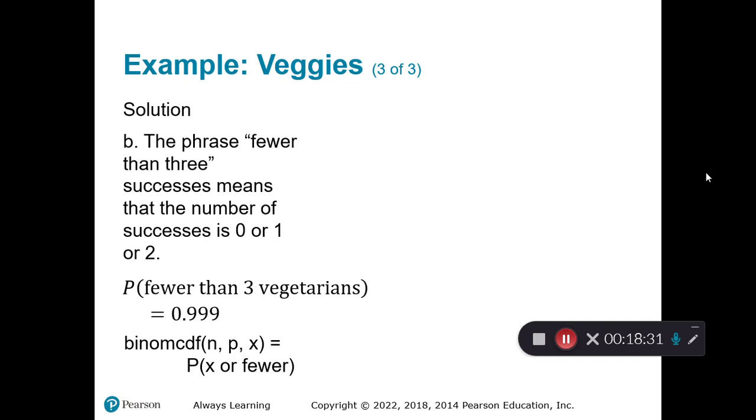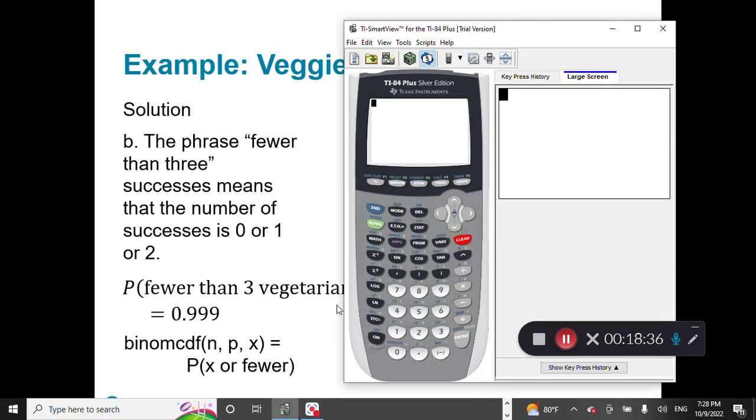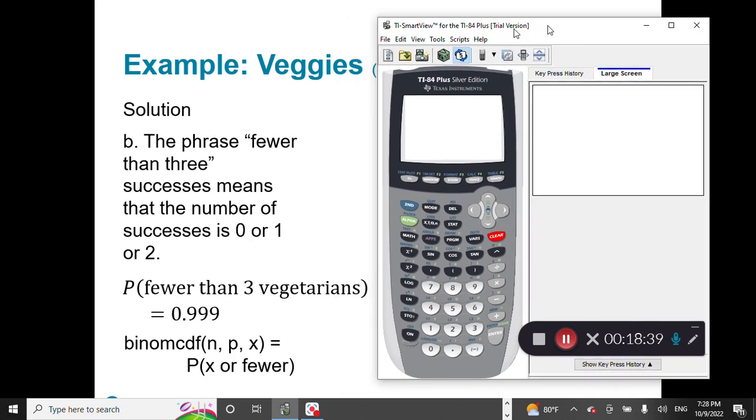Let's go back to our calculator and show you how to find that command. Because we're looking at a cumulative probability, we want to find the probability of exactly 2 vegetarians, or of exactly 1, or of exactly 0. Then we obviously could run the binomial PDF command 3 different times and add those 3 probabilities. Nothing would keep us from doing that. But a more straightforward way of answering that question is to enter it into the cumulative probability function for the binomial.